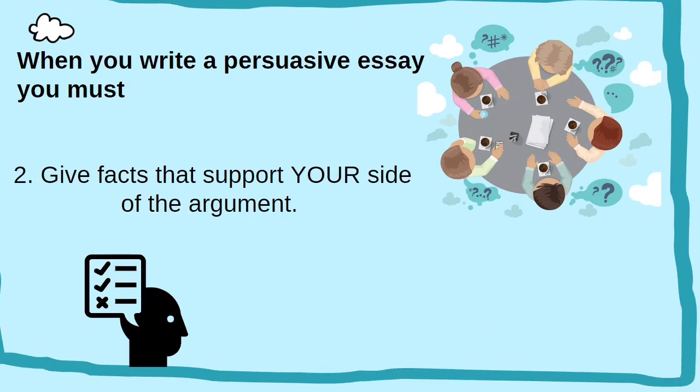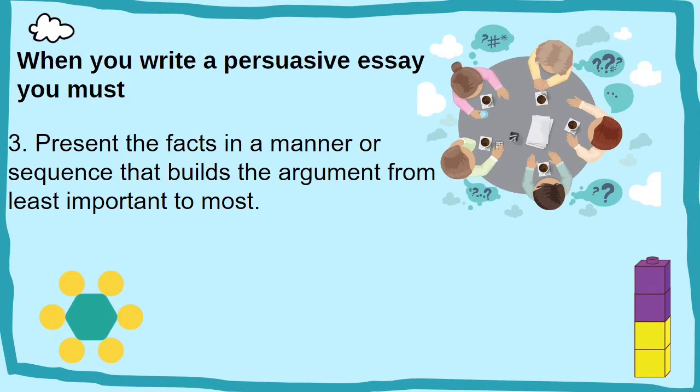Number two, give facts that support your side of the argument. Facts can consist of statistics, research information, and other materials that are found in scholarly journals, government publications, and other academic or professional fields. Here, remember that it is important to cite all the information because if you don't do that, you're going to be committing plagiarism.